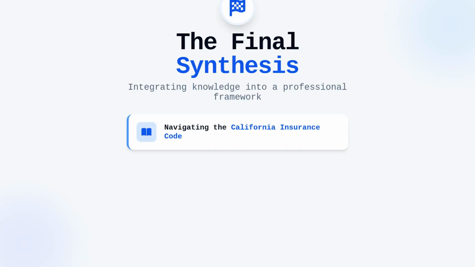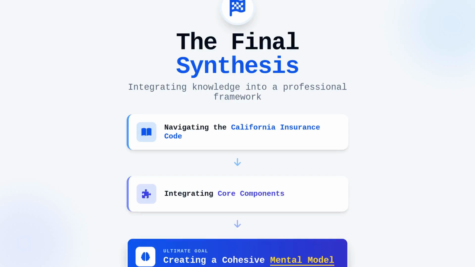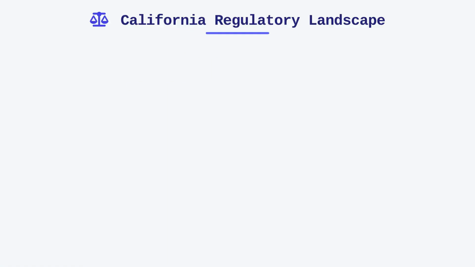Welcome back. We have reached the final stage of our journey through the California Insurance Code, and now it is time to synthesize these components into a cohesive mental model. To understand the California regulatory landscape, you must view it as an interconnected system of checks and balances designed to maintain market stability while protecting the consumer.